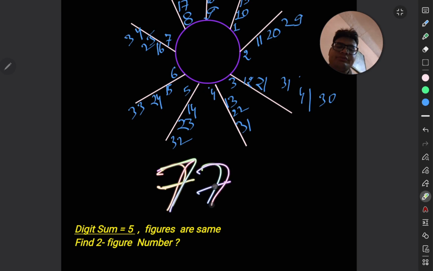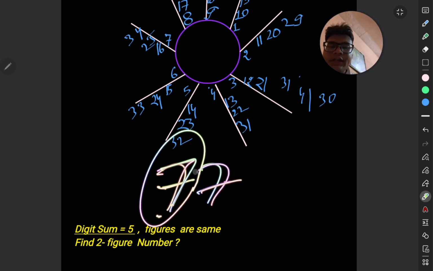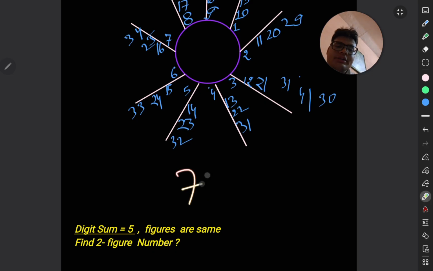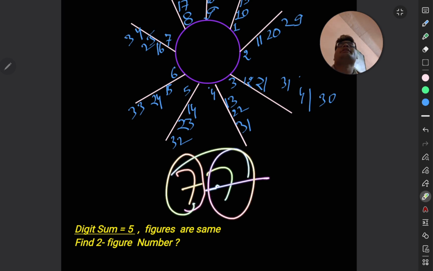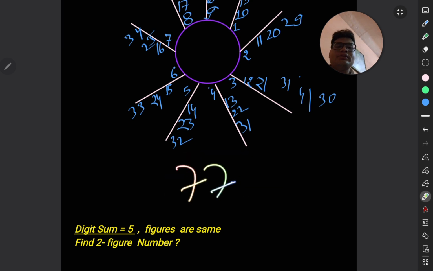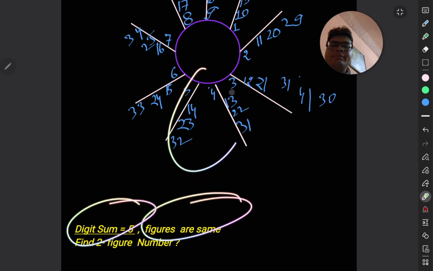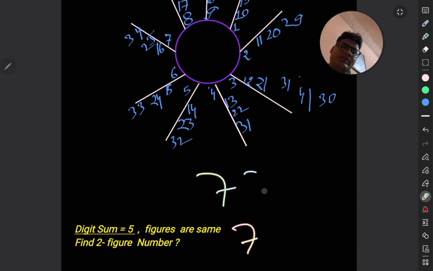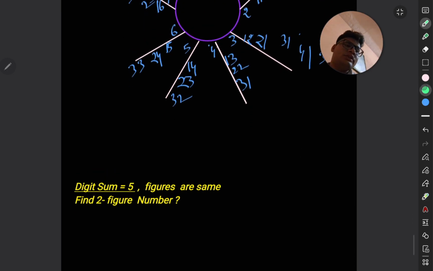Here is 77. The figures are the same: the first figure is 7 and the second figure is 7. The figures are the same and the digit sum is 5, so what will the number be? This 77 satisfies all the conditions given in the question. The answer will be 77. So we write the answer to this question: 77 is the answer.